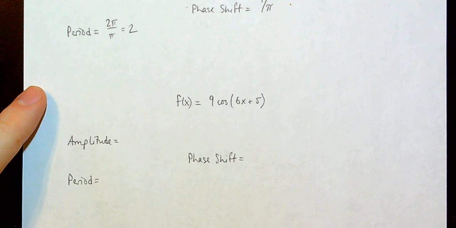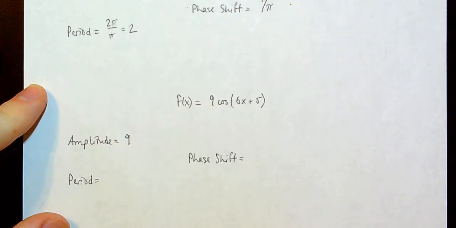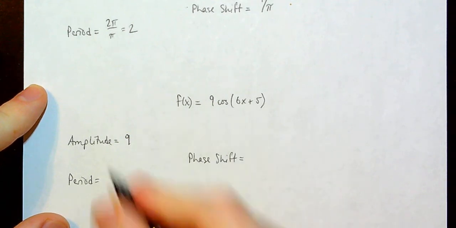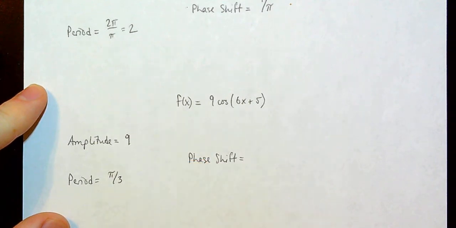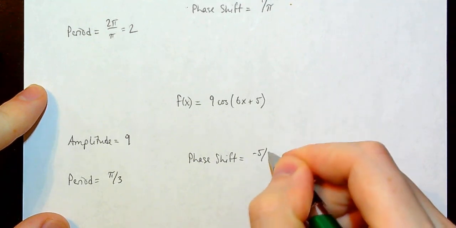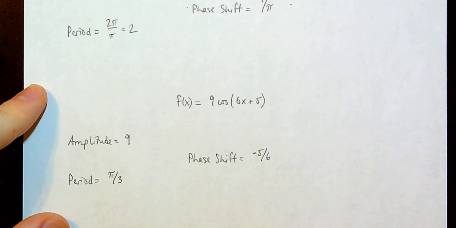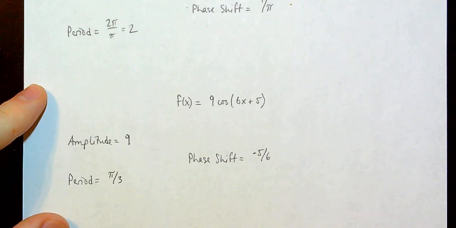Okay, so let's see if you came up with the correct answer. Hopefully for the amplitude, you got a positive 9, the absolute value of the number in front of our cosine here. The period was pi over 3, 2 pi over 6, and then the phase shift was a negative 5/6. It was a negative 5/6 because this is a plus here, which means our C value is negative.